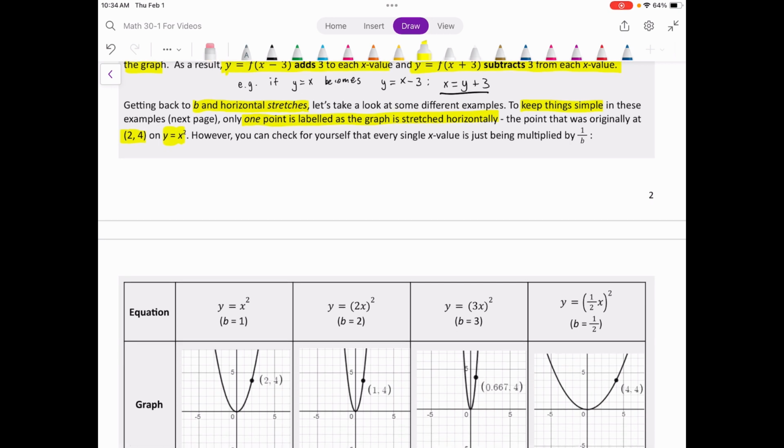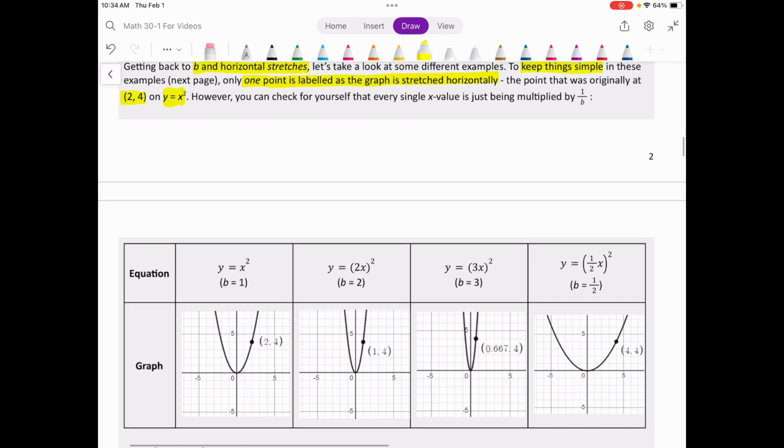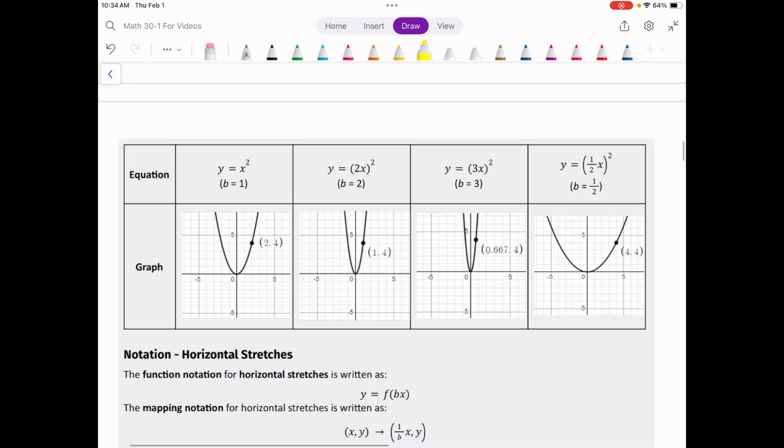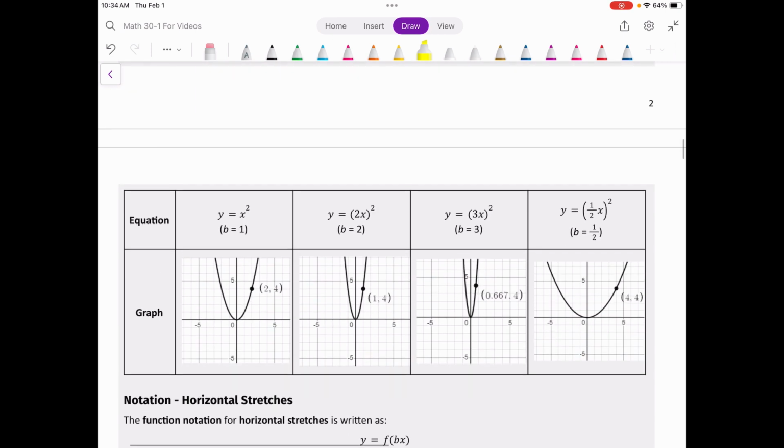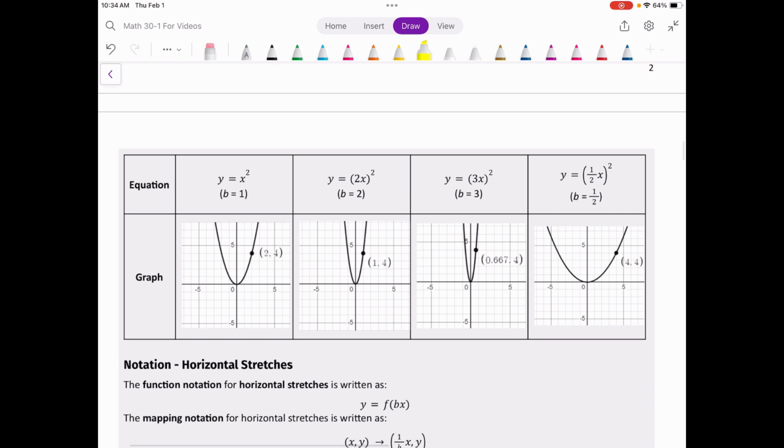But you can look for yourself and you can see that every single x value in each of the following examples is really just being multiplied by 1 over b. So in all of these horizontal stretches, every single point just gets multiplied by not b, but 1 over b. I should be more specific there, sorry. Every single x coordinate for a horizontal stretch is just getting multiplied by 1 over b.